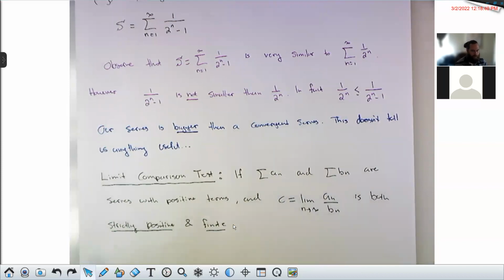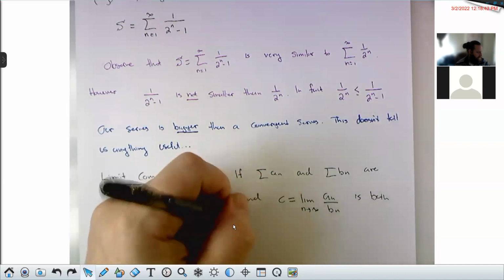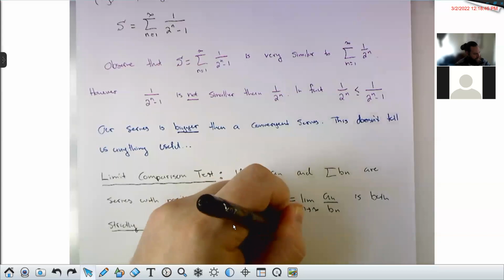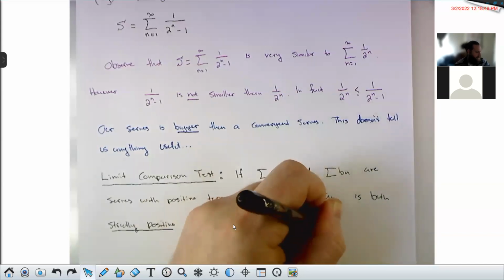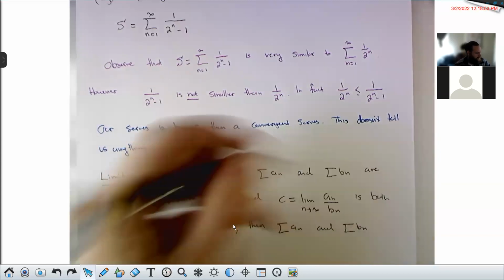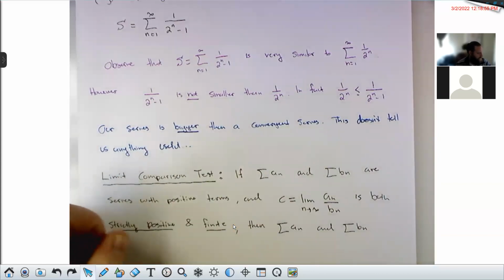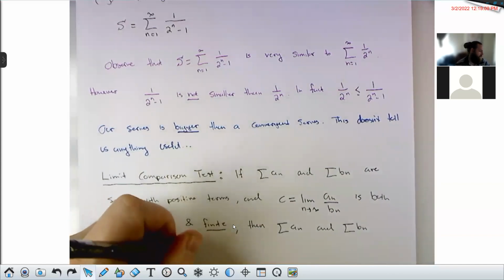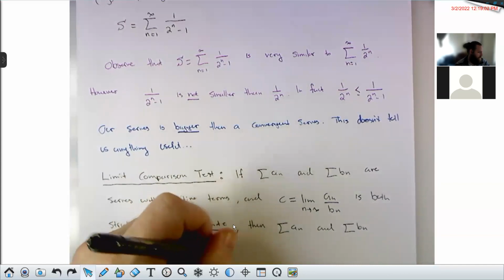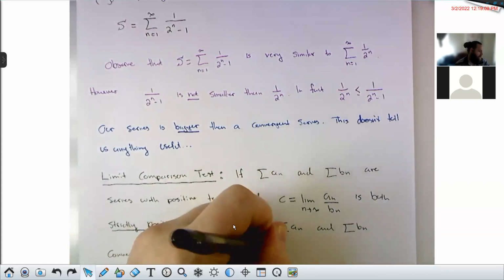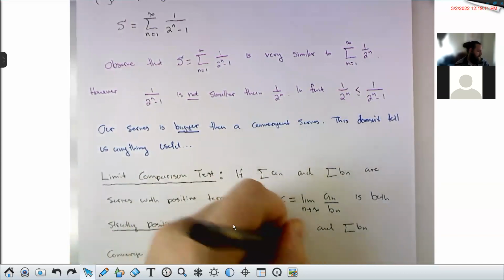If that limit is both strictly positive and finite, then sigma an and sigma bn do the same thing. They converge or diverge together, i.e., they do the same thing.